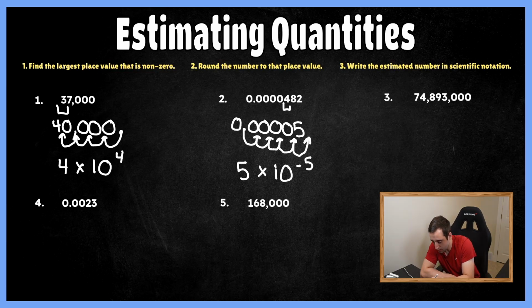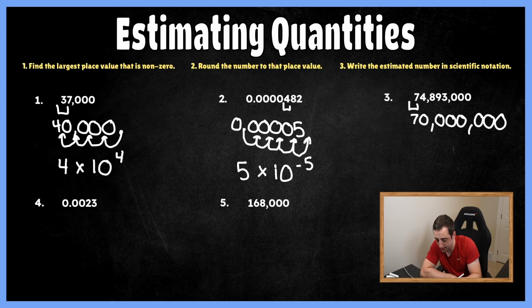Let's locate our largest place value. In this case, it's a 7. The number directly behind it is a 4, which means we're not going to round this up to an 8. Instead, we're going to bring this down to 70 million.